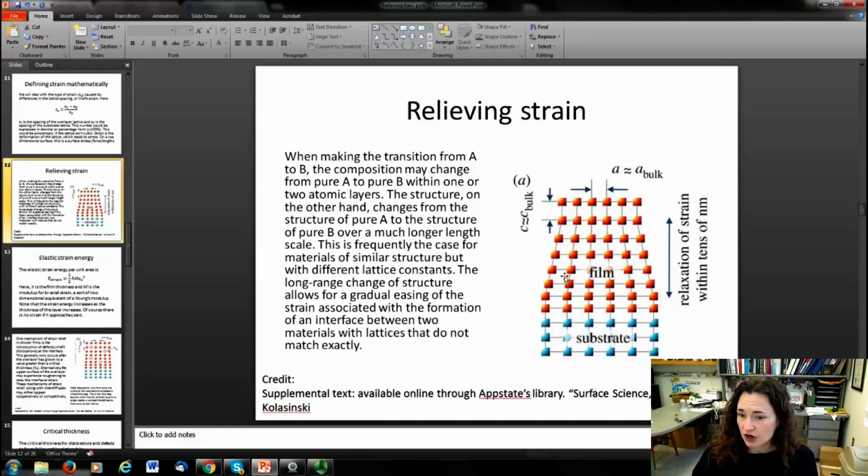That's pictured over here in cartoon format. You can see here that your substrate has a particular spacing. Then when you put down the first layer of film, it mimics that spacing. But as you add layers onto it, it'll gradually relax into the spacing that it would have in the bulk if it were on its own. Okay?